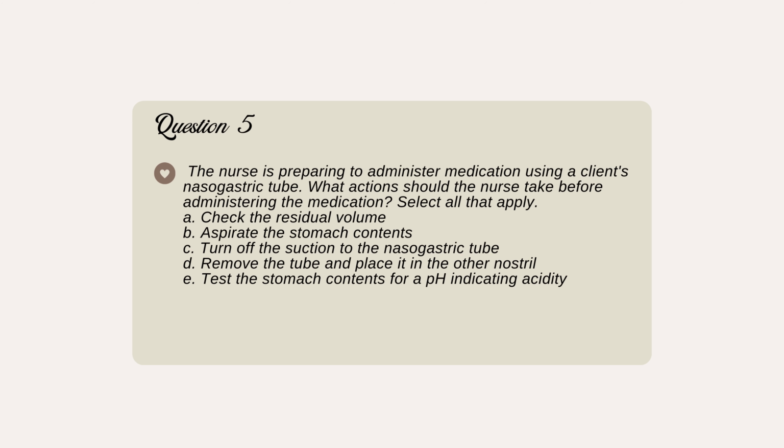Question number 5. The nurse is preparing to administer medication using a client's nasogastric tube. What actions should the nurse take before administering the medication? Select all that apply. A. Check the residual volume. B. Aspirate the stomach contents. C. Turn off the suction to the nasogastric tube. D. Remove the tube and place it in the other nostril. E. Test the stomach contents for a pH indicating acidity.